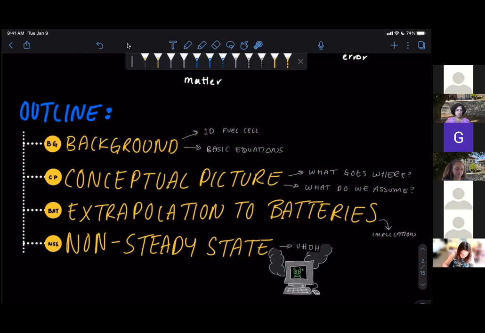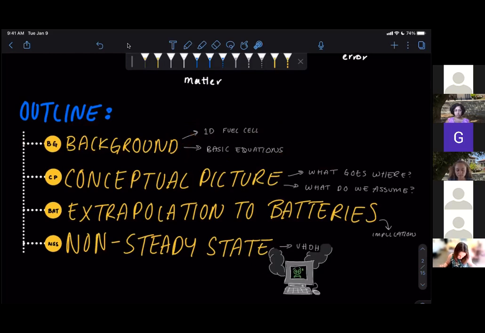I'll start by giving you some background, set up a one-dimensional fuel cell problem and remind you of the basic equations from classes, or introduce them to you if maybe you haven't taken those classes yet. Next, I'll set up the more conceptual picture. Like what's going where: where do ions go? Where do electrons go? Where do neutral species go?